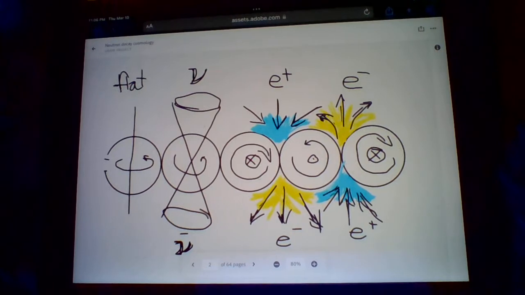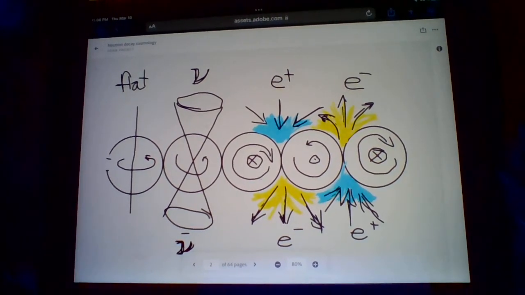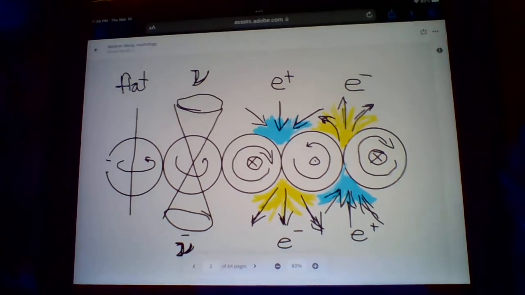I think that all we need is neutrinos and charge elements, and you combine those to make a mass unit. But we're not there yet.